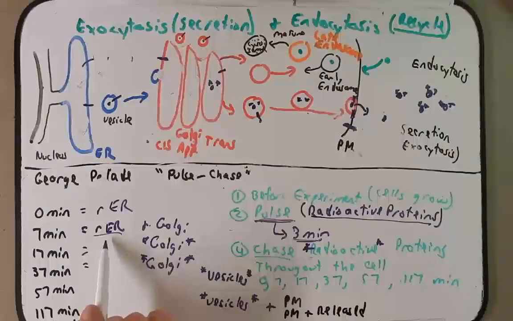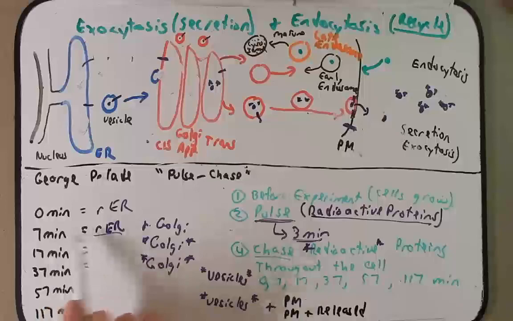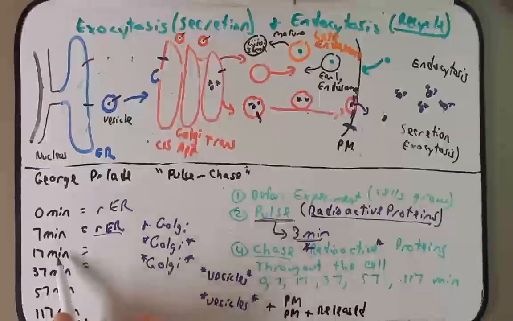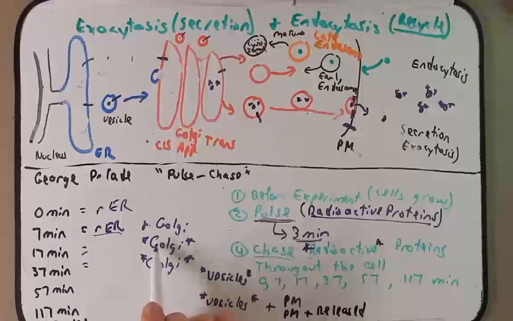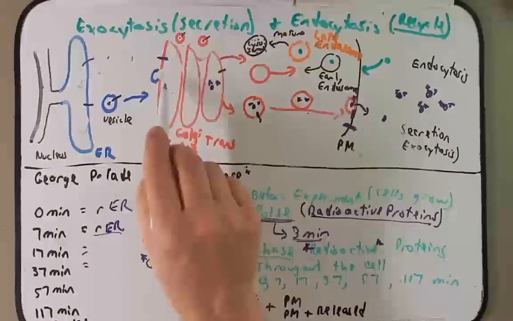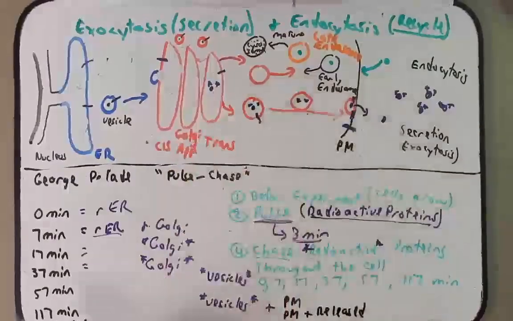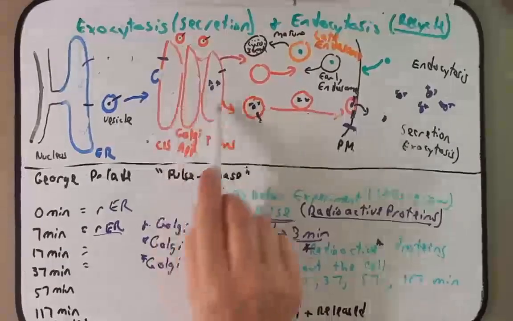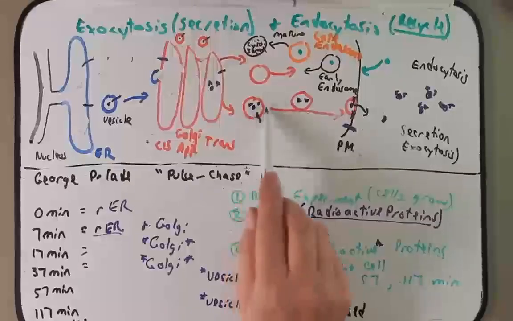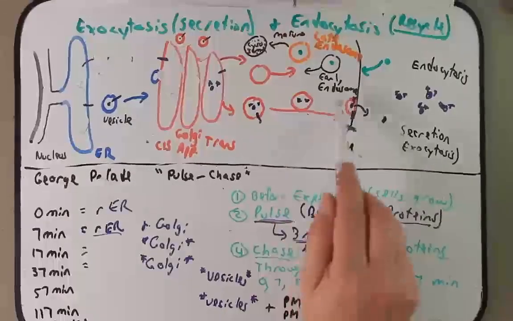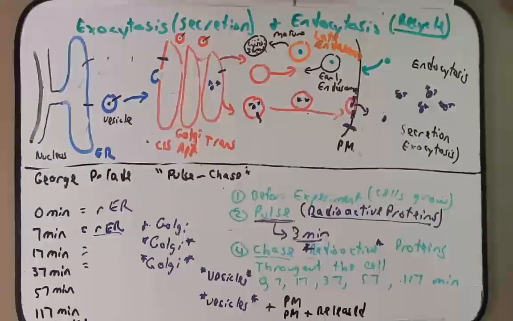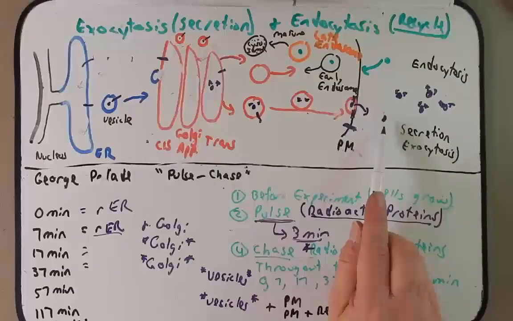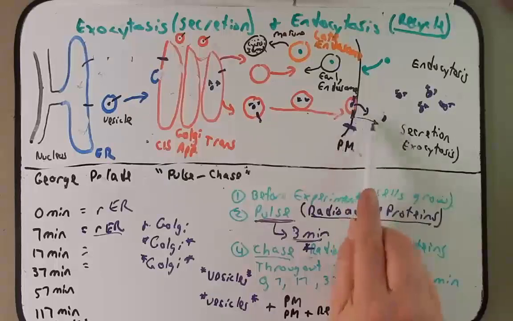At the rough ER, early in this time period, around 7 minutes, most of the radioactivity is going to be found in this ER. It then begins to accumulate in the Golgi. That is, the radioactively labeled proteins will accumulate in the Golgi. As time goes on, less and less radioactivity is found in the Golgi, and more is found exclusively in these transport vesicles. And then finally, at the end, we will see more and more of that radioactively labeled protein being secreted from the cell.